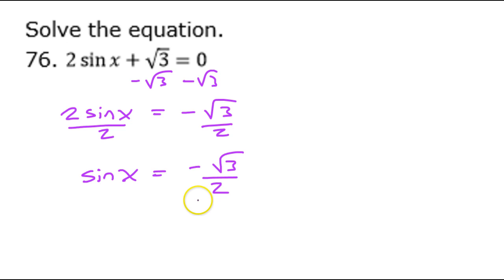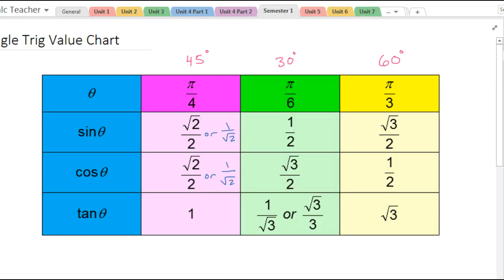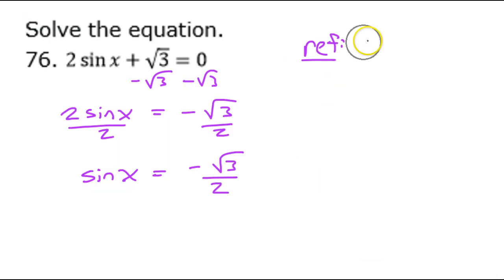Then you ask yourself, what is the reference angle? All right, ignore the negative sign for a minute. The sine of what angle is radical 3 over 2? So we've memorized these. So we know that the sine of pi over 3 is radical 3 over 2. So the reference angle is pi over 3.